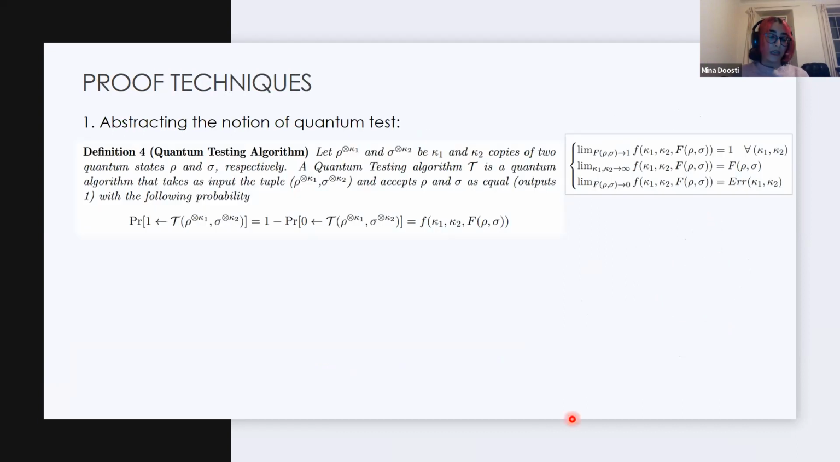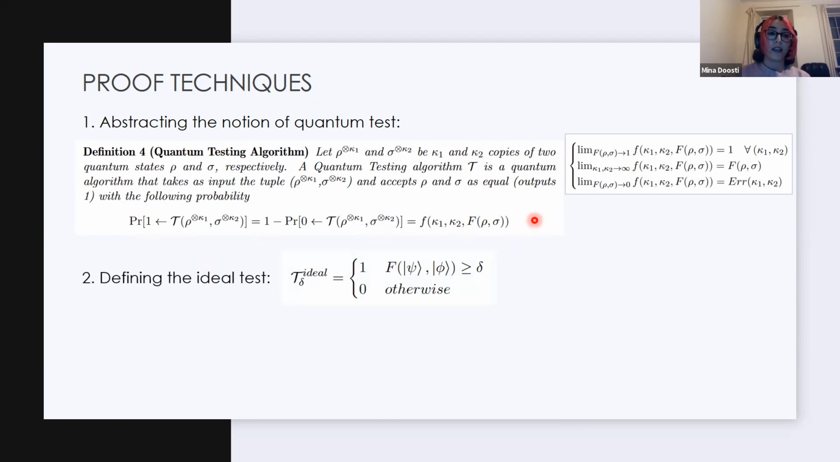Actually, this is a very intuitive result, but to actually prove it is not that easy. I will go over just some general steps of the proof. We need to abstract the notion of the test. I told you that you can use quantum tests like swap tests or things like that, but in order for the proof to go easier, we abstract the quantum test as a general quantum algorithm that takes K1 copies of one state and K2 copies of the other state, and with some probability, which is a function of the number of copies and the fidelity, it tells you whether the quantum states are equal or not.